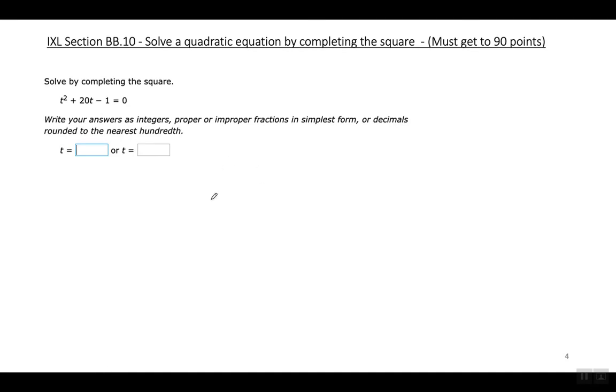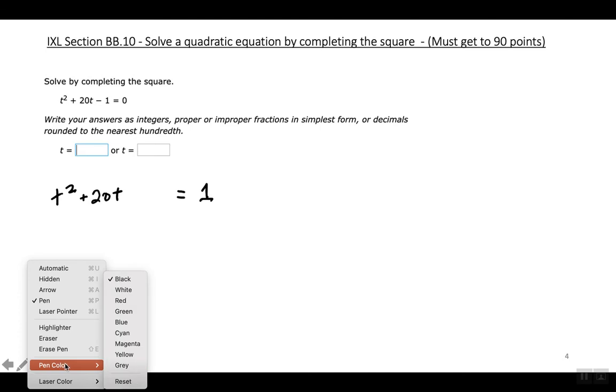Alright, here's the next example. They give us t squared plus 20t minus 1 equals 0. So again, the first step is to move the c term, which is negative 1, to the right side of the equation. So I'll have positive 1 over here.